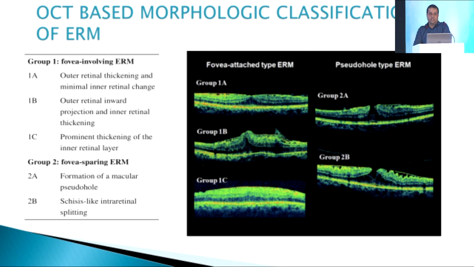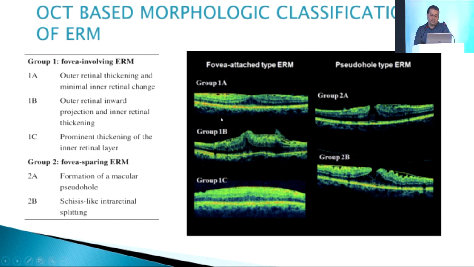As far as classification is concerned, people have given different classifications. This was given by the Korean group. They have divided ERM into 2 groups. One is the fovea attached type, where the ERM is crossing the whole of the fovea. The other is the pseudo-hole type, where the fovea is not covered. So when the fovea is not covered, that is group 2. They divided group 2 into 2A and 2B. 2A is pseudo-hole type, where there is vertical steepening of the walls, and 2B is schisis type, where there is splitting in the layers.